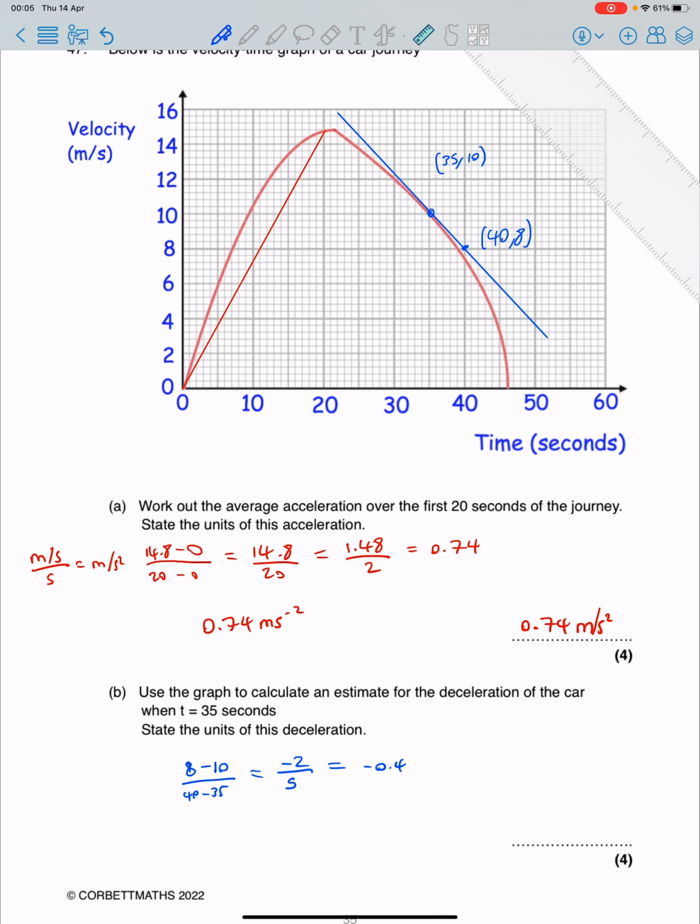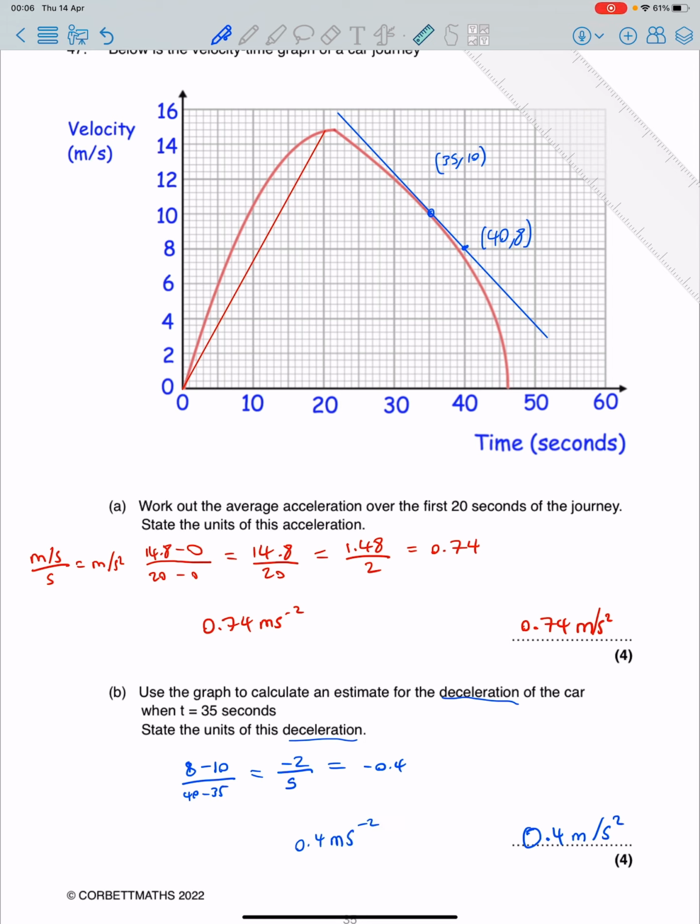And again, the units for this deceleration is going to be meters per second squared. So we can say minus 0.4 for the acceleration, but the minus just means that the acceleration is going in the opposite direction, or in this case, slowing down. So we don't actually need to put this minus. We can just put 0.4 because they've asked us for the deceleration already. And then again, the units are going to be meters per second squared. Again, you can of course write it as 0.4 ms to the minus 2.